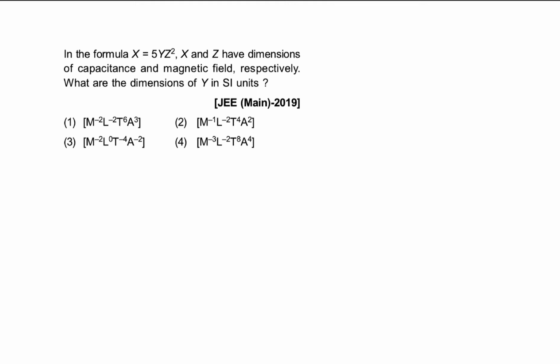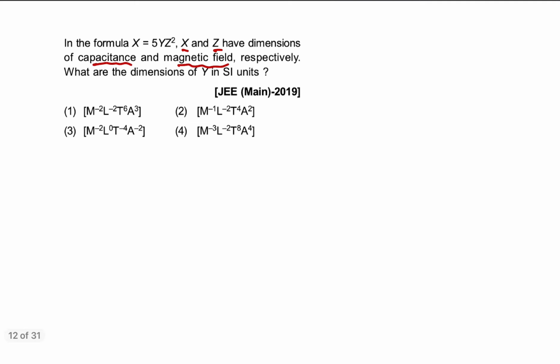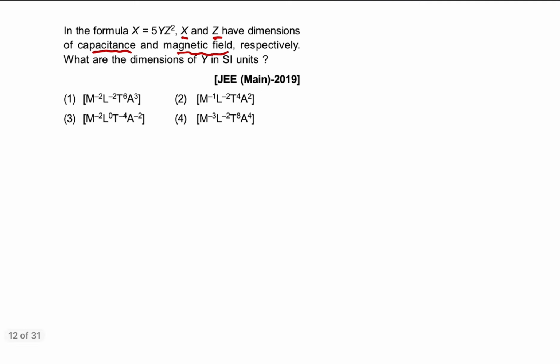Let us consider the second question, which they asked in 2019 mains. In the formula x is equal to 5yz square, x and z have the dimensions of capacitance and magnetic field respectively. What are the dimensions of y in SI units? I am taking different kinds of questions which you may find difficult while writing dimensional formulas.